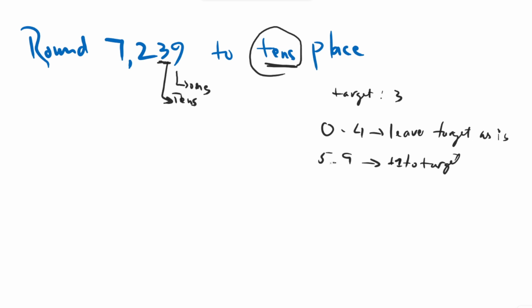Oh, it's between 5 and 9 here. So we need to add 1 to target. So what is target? Target is 3 here, and we're going to add 1 to it. So when we add 3 plus 1, that becomes 4. And we bring down the 2 here, bring down the 7, and the 9 that we've already used becomes a 0. We replace all the numbers to the right of target with a 0 or zeros, depending on the digits to the right of target.